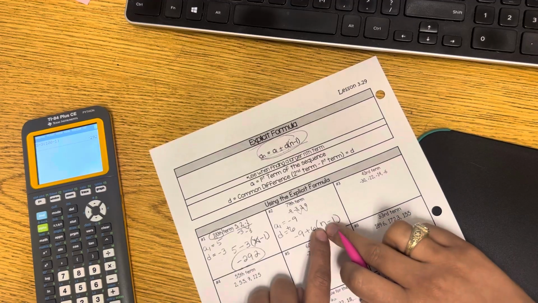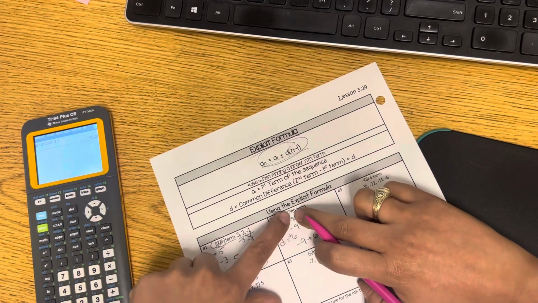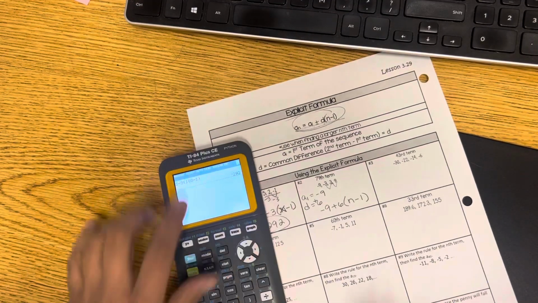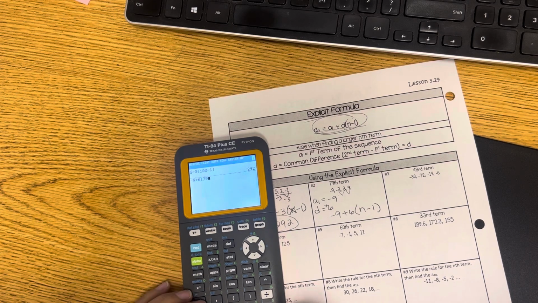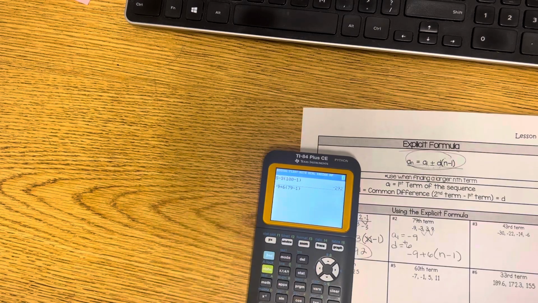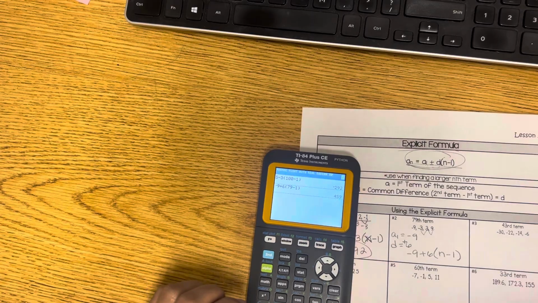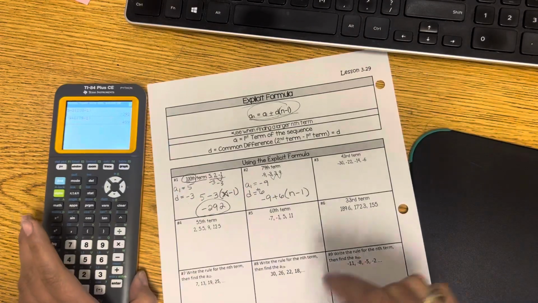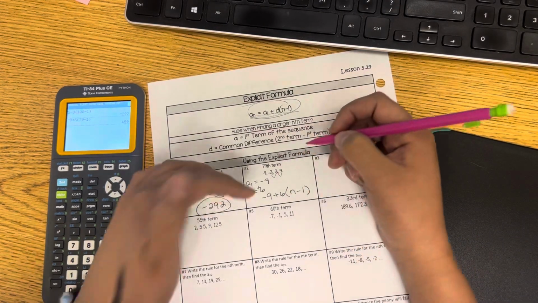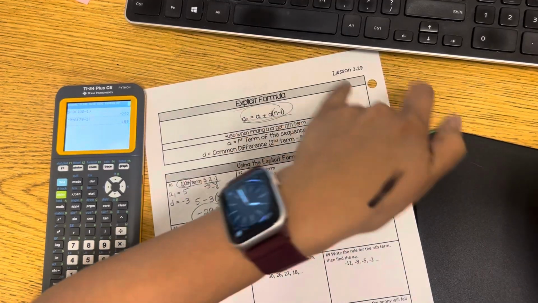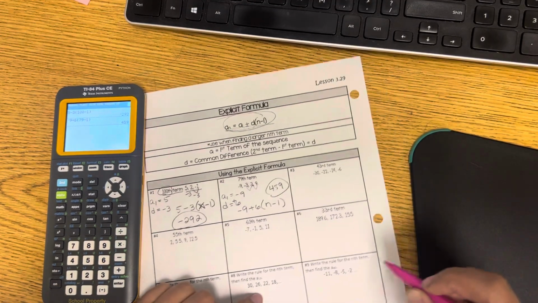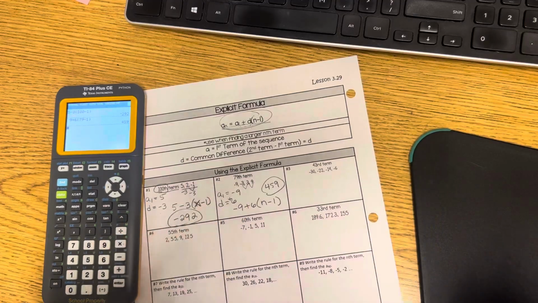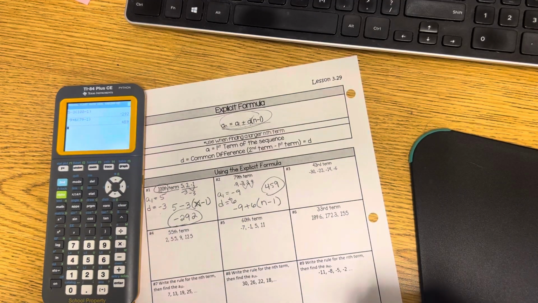Again, all I'm doing is replacing n with 79, which is what it's asking for. So -9 plus 6, and then 79 minus 1, literally like I wrote it. You hit enter, and I've got my 79th term, which if I continued my list and tortured you 79 times, you would get 459. Okay, so pause the video. I want you to try number 3.